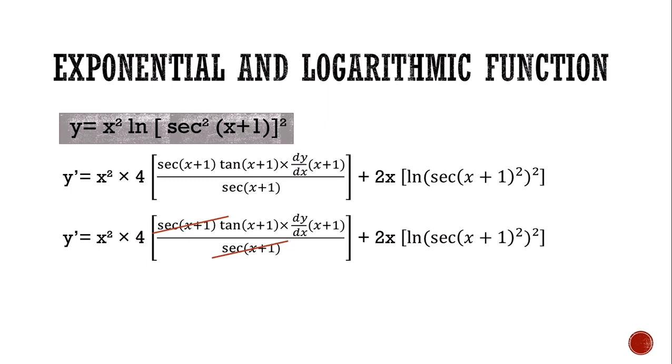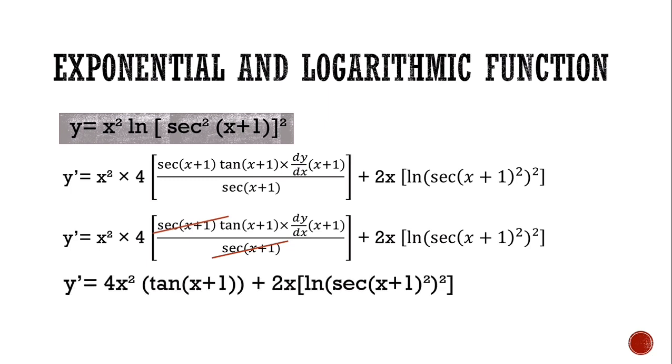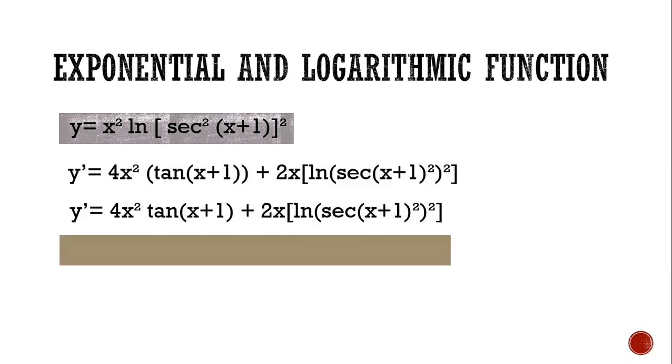The answer would be y prime equals 4x squared tangent quantity x plus 1 plus 2x natural logarithm secant quantity x plus 1 squared. Then simplify it. Y prime equals 2x natural logarithm secant quantity x plus 1 squared plus 4x tangent quantity x plus 1.